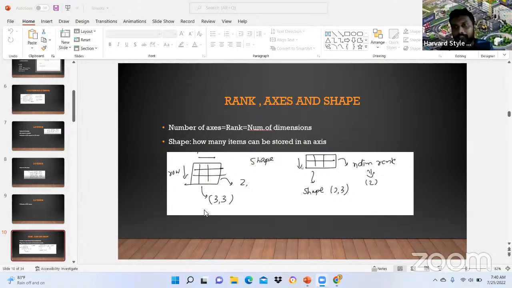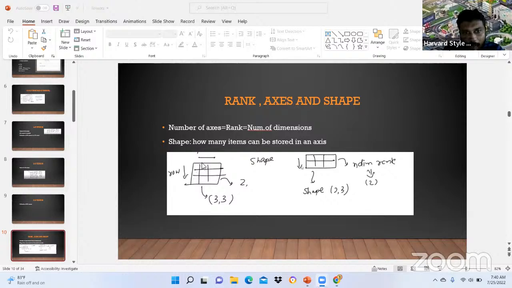Size means you have to multiply the elements available in the shape. Now here it is 3 and 3, so you multiply: 3 into 3 is 9. And this one, 2 into 3 is 6. That is called the size.